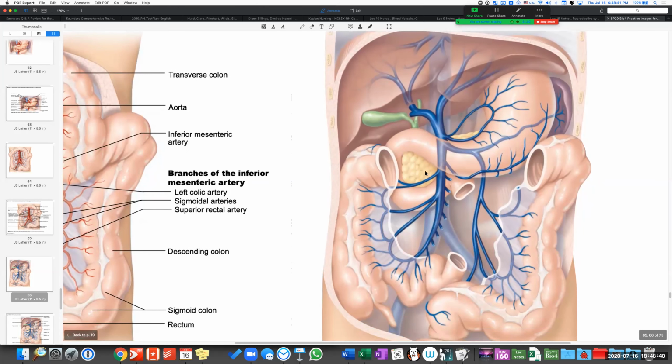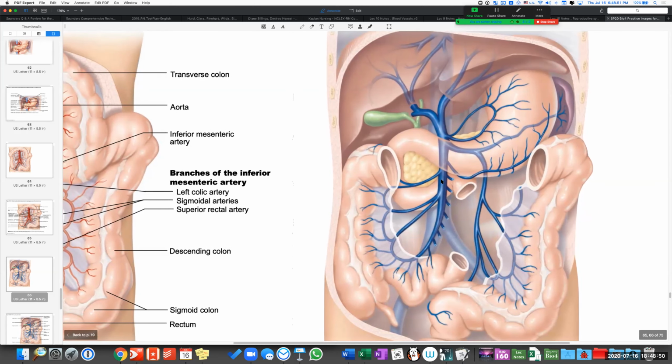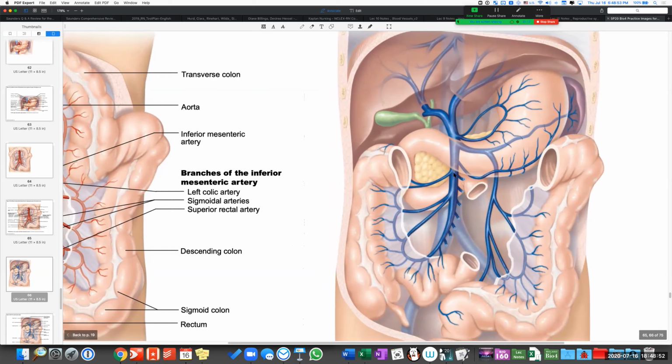Now here are the veins draining from your digestive tract. Since the small intestine has been cut away already, we don't see the veins that are draining directly from the small intestine. Recall that most of the nutrient absorption and toxin absorption is done in your small intestine. Your large intestine mostly just reabsorbs water.